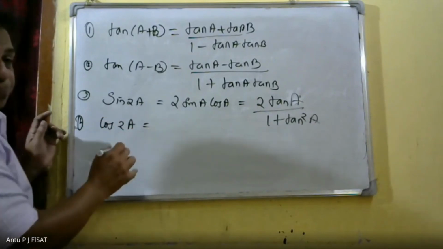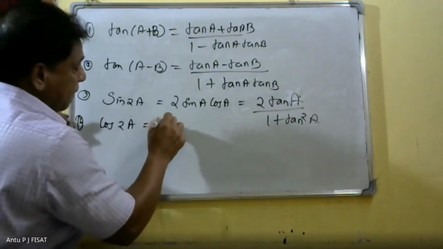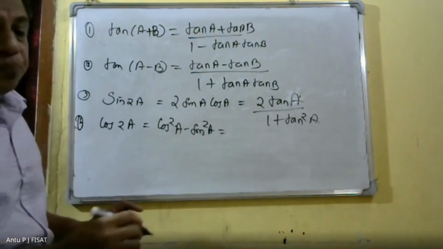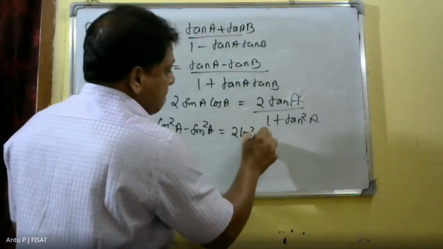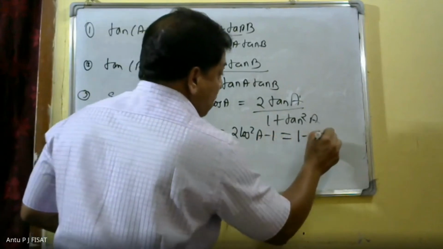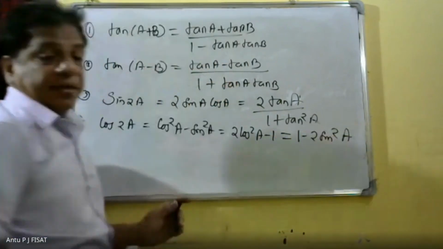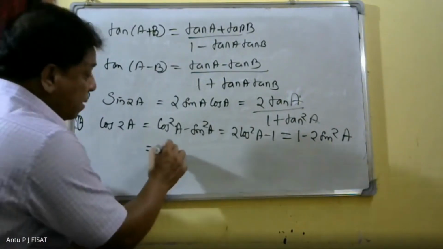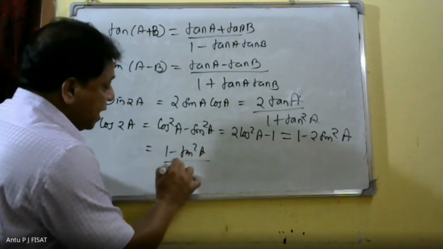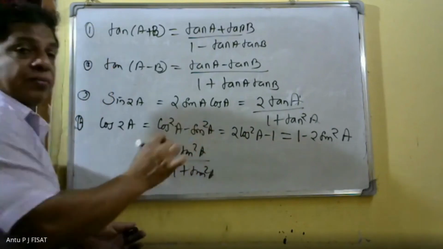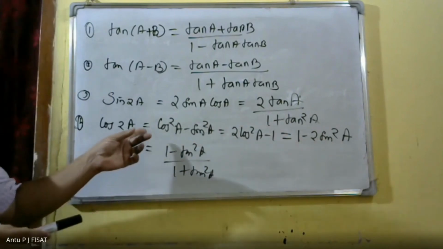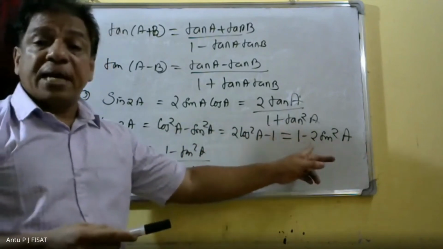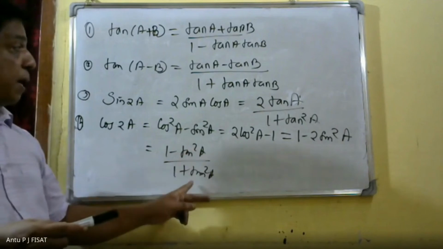Then cos 2A. Cos 2A is equal to cos square A minus sin square A. This also is equal to 2 cos square A minus 1. This is equal to 1 minus 2 sin square A. It is also equal to 1 minus tan square A by 1 plus tan square A. Therefore, the formulas for cos 2A are cos square A minus sin square A, 2 cos square A minus 1, 1 minus 2 sin square A, and (1 minus tan square A) by (1 plus tan square A).